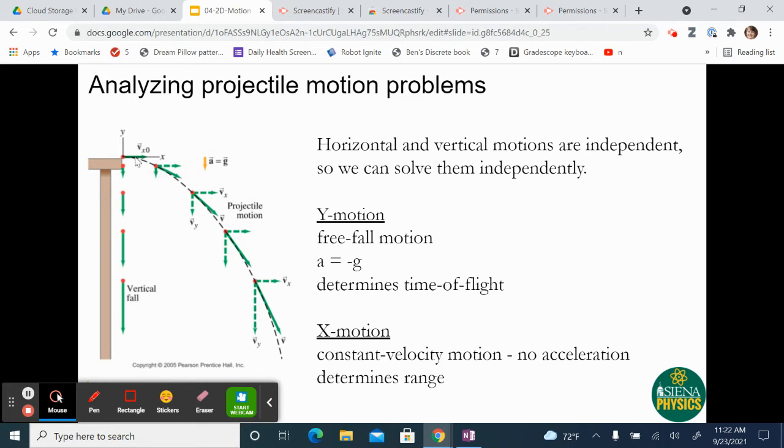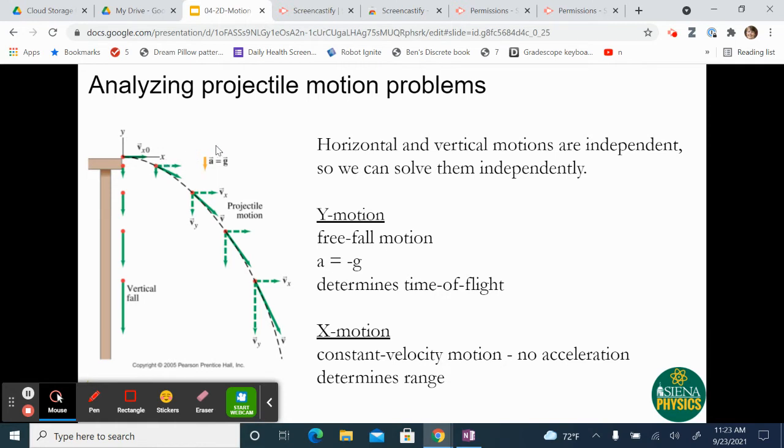And if you look at the arrows, this velocity arrow here is the same as the velocity arrow here and here and here. And so the horizontal velocity that it starts with is the same as the horizontal velocity that it ends with. That's because there's no acceleration in the x direction, right? There's only a starting velocity, there's no acceleration. So it's going to be moving in the x direction at a constant velocity.